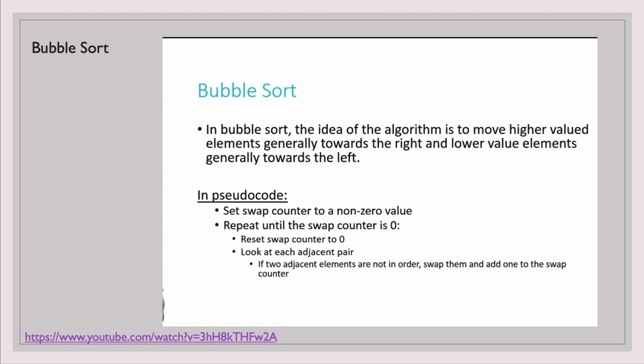And then we repeat the following process until the swap counter is 0, or until we make no swaps at all. Reset the swap counter to 0 if it's not already 0. Then, look at every adjacent pair of elements. If those two elements are not in order, swap them and add 1 to the swap counter. If you're thinking about this before we visualize it, notice that this will move lower valued elements to the left and higher valued elements to the right, effectively doing what we want to do, which is move those groups of elements in that way.